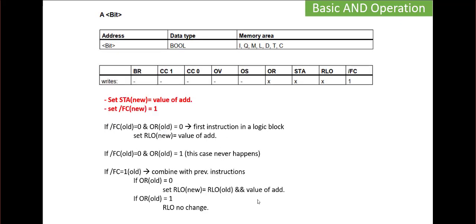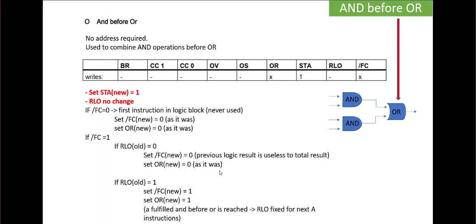So basically, if we look back here at the basic AND operation, we had our final case when the first check bit was 1 and the OR bit was 1, and therefore, in that case, our AND block will keep the result of logic operation fixed. It will not change it based on the address that is passed to that AND instruction.